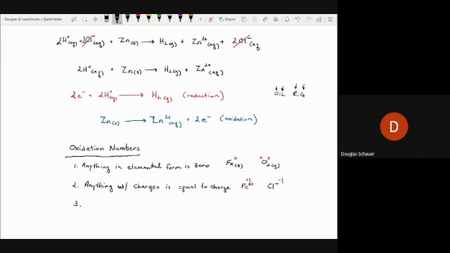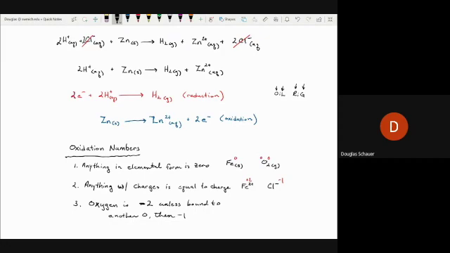Okay, and there's a couple of elements that commonly take on particular charges. For example, oxygen. Okay, oxygen is -2 unless it's bound to another oxygen. Okay, then it's -1. Now that does not apply to O2, but rather things like hydrogen peroxide.